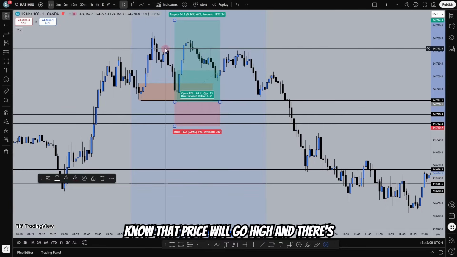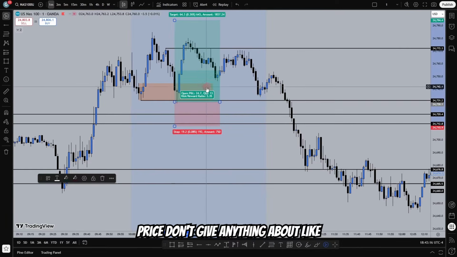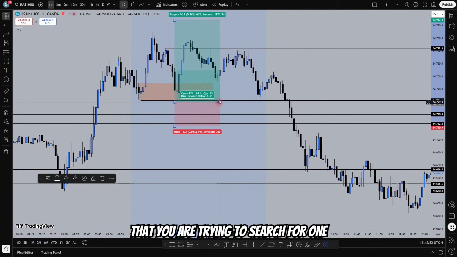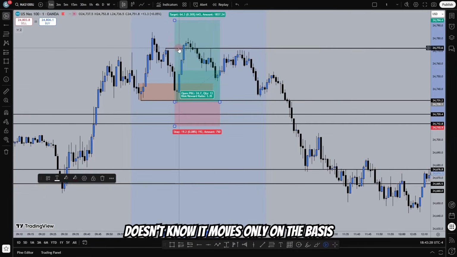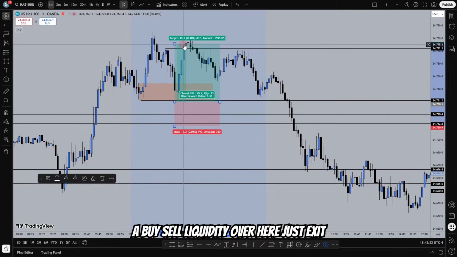Okay, you should not be like, oh, I need 1:3. You know that price will go high and there's buy side liquidity, you can get into another trade from here. But price doesn't care about your risk reward. They don't care that you're trying to search for 1:3. Price doesn't know, it moves only on the basis of liquidity. So if you know that there is buy side liquidity over here, just exit from here.